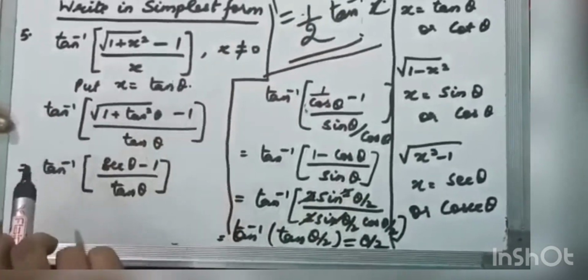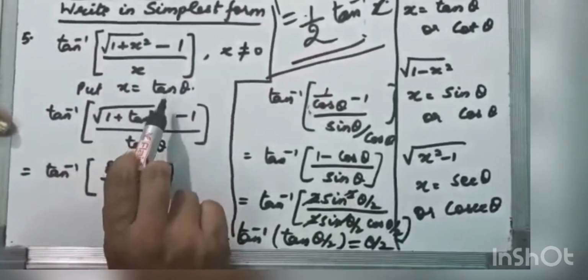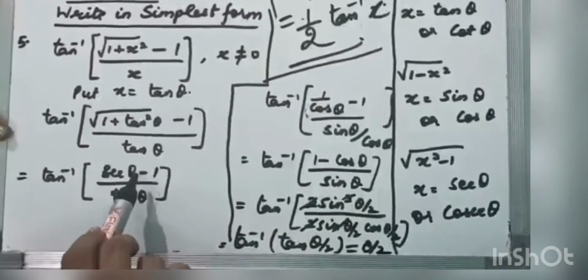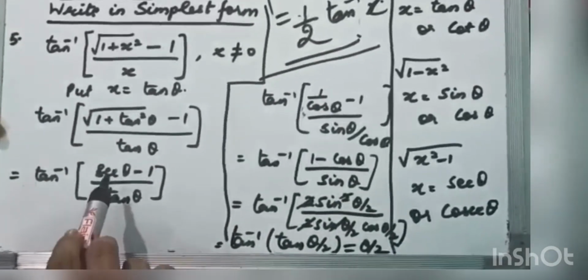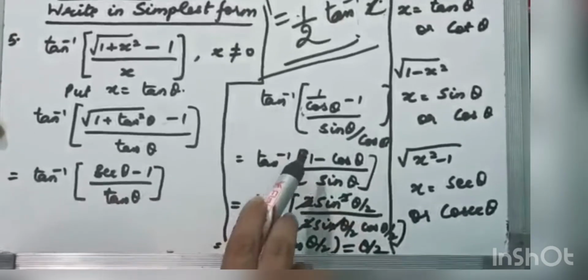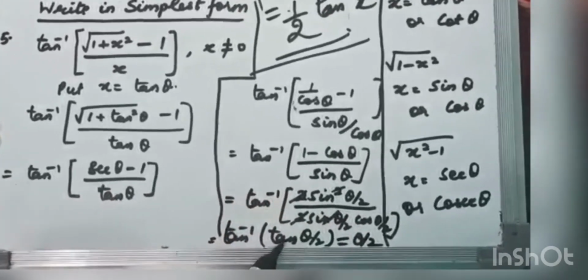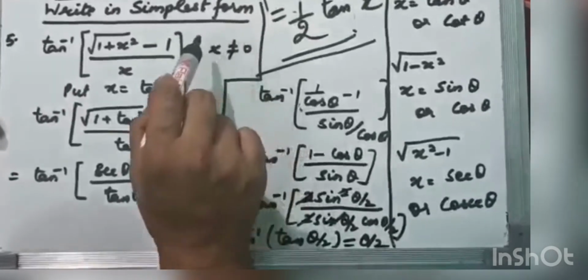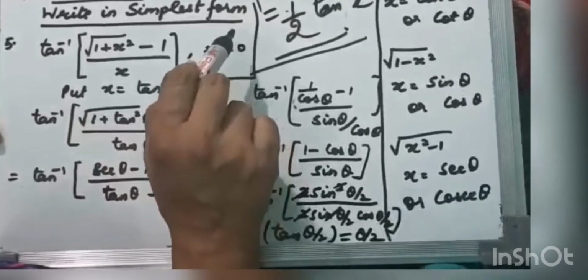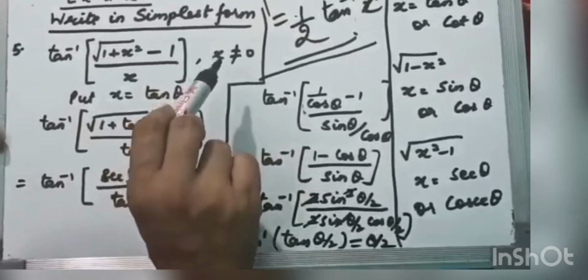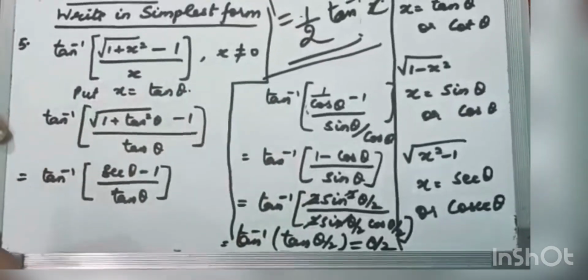So we need to use the trigonometric concept here. After substitution, this is to be converted in terms of simplified form. So change secant as 1 by cos theta and then use half angle formulas. This will change to tan theta by 2. And this condition is given in every question just to ensure that our values lie within the principal branch.